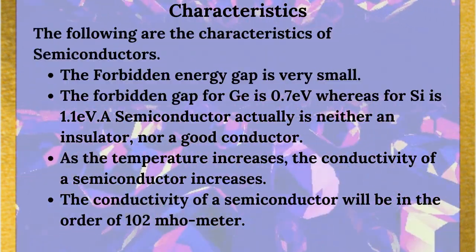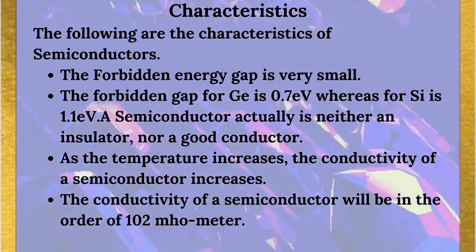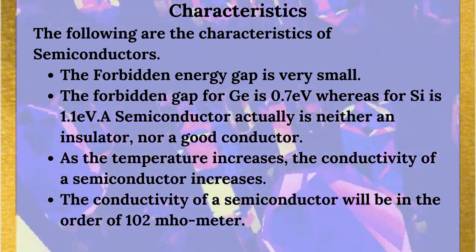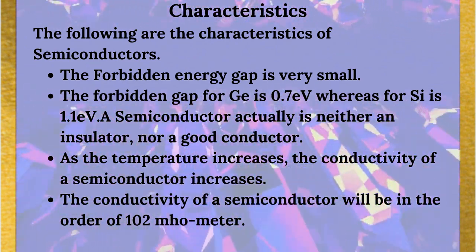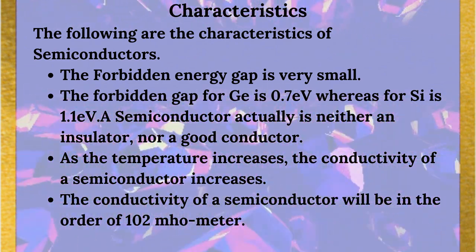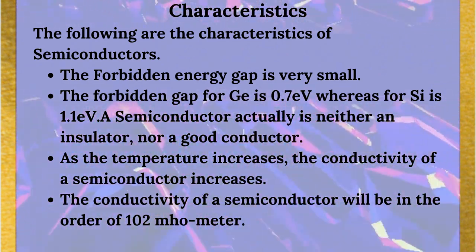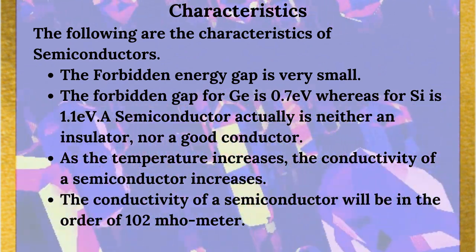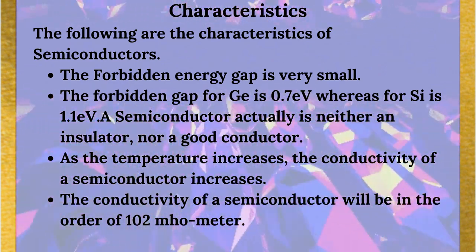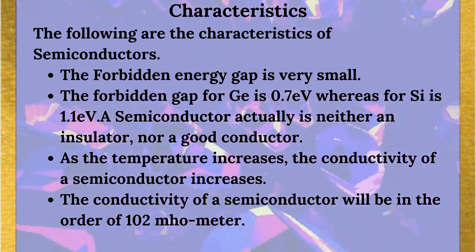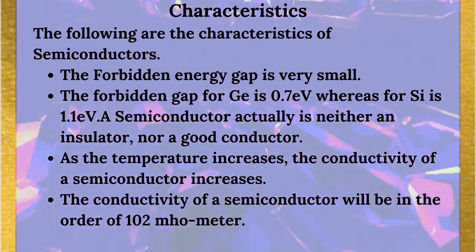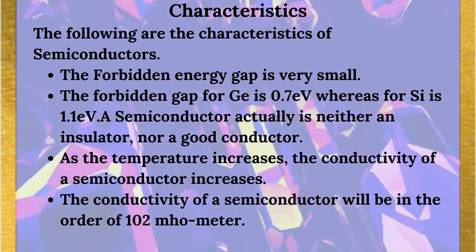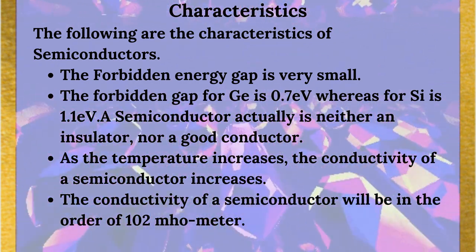The following are the characteristics of semiconductors. The forbidden energy gap is very small. The forbidden gap for Ge is 0.7 electron volts, whereas for Si it is 1.1 electron volts. A semiconductor actually is neither an insulator nor a good conductor. As the temperature increases, the conductivity of a semiconductor increases. The conductivity of a semiconductor will be in the order of 10^2 ohm-meter.